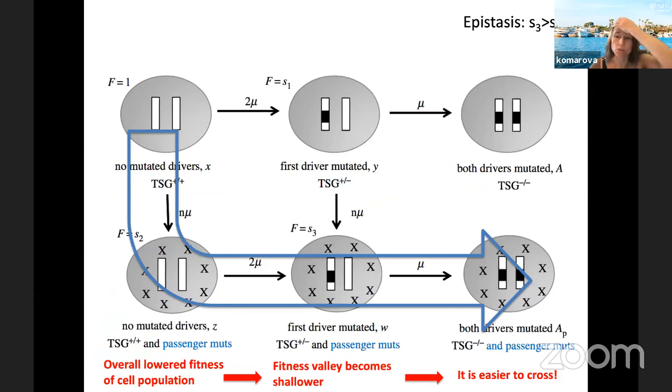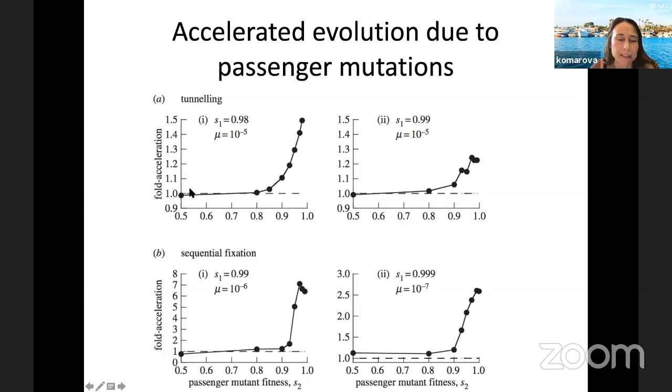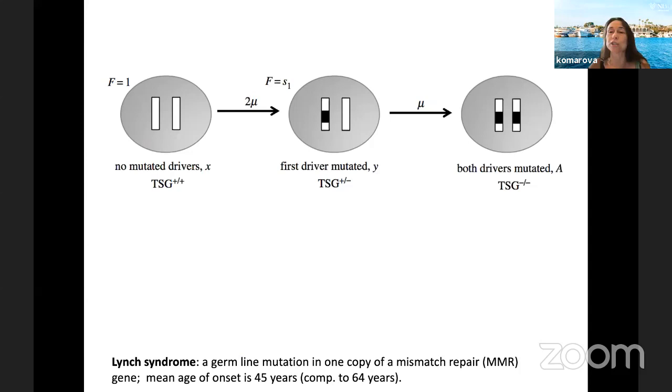So these simulations show how big the effect is, right? Fold acceleration. Depending on the parameters, you can have a 50% acceleration, eightfold acceleration, and so on. But really, in order to see how important this effect is, I want to compare it with something that actually is known as an accelerating effect of cancer. It's called the Lynch syndrome. This is a germline mutation in one of the copies of the mismatch repair gene that makes the cells unstable. They mutate faster, right?